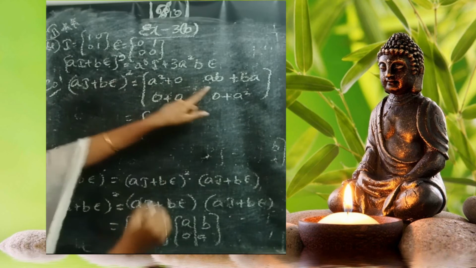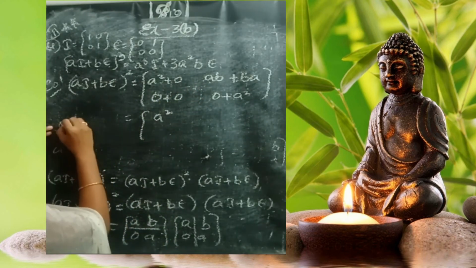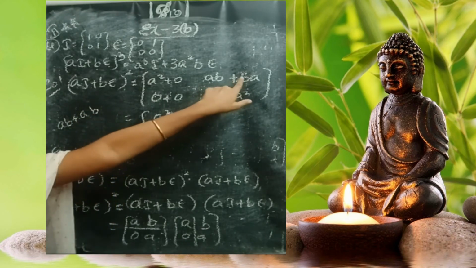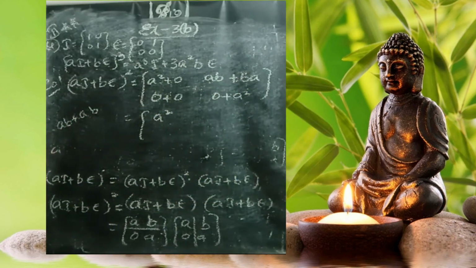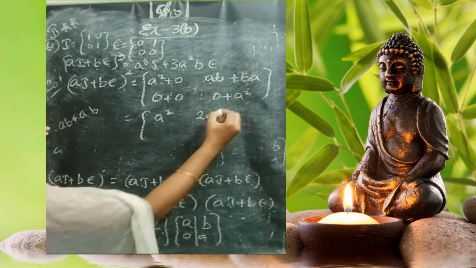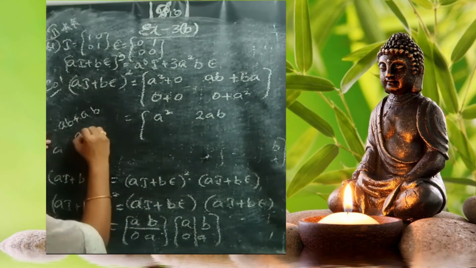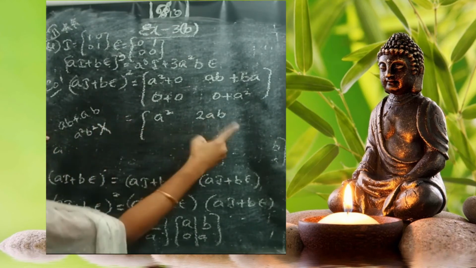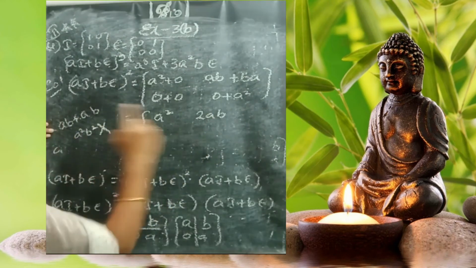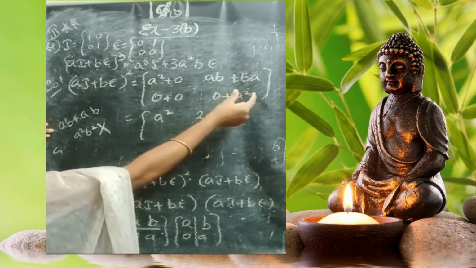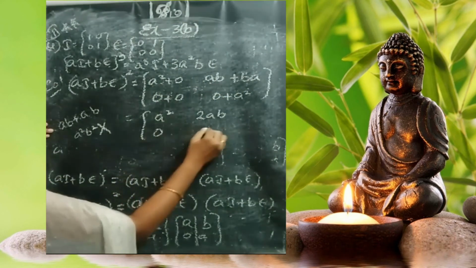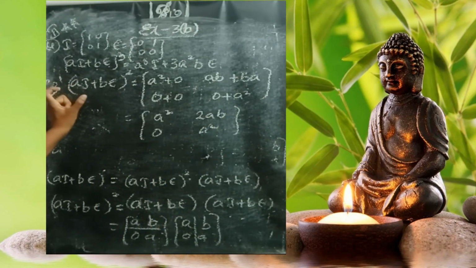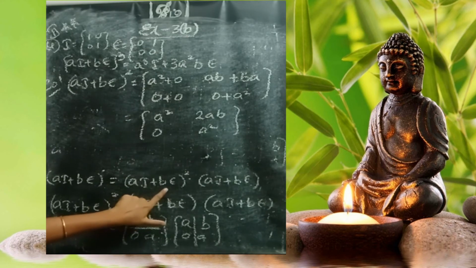A square. See here, AB plus BA: you can write BA as AB. Then you will get 2AB. Here also many students make a mistake. They will write A square plus B square. Don't write like this. It is 2AB. When you do the addition, two terms are adding here: 0 and A square. Now this is the value of (AI + BE) whole square.